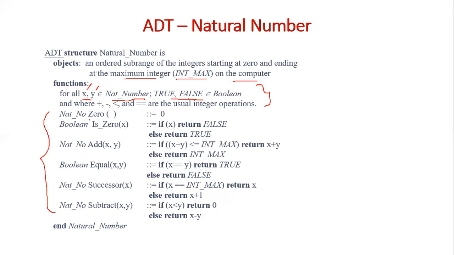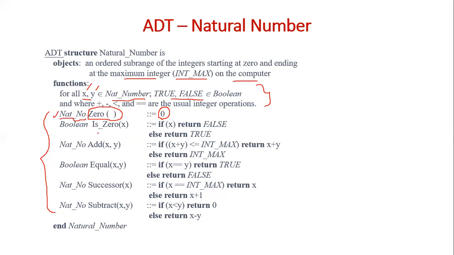So what is the first function? 0. This 0 is the name of a function. This function will return the natural number 0. So its return type is a natural number, NAT_NO.